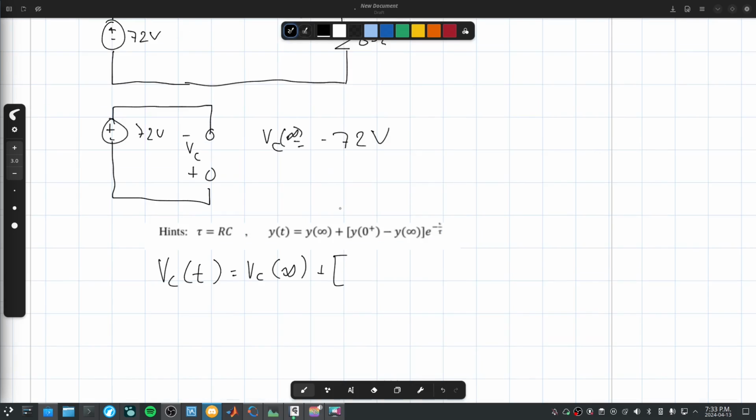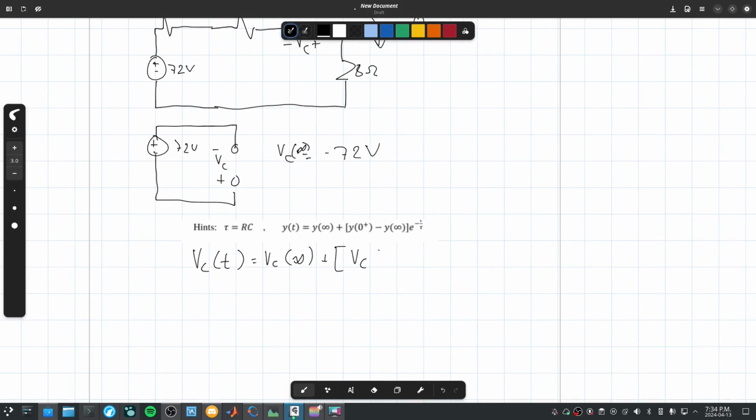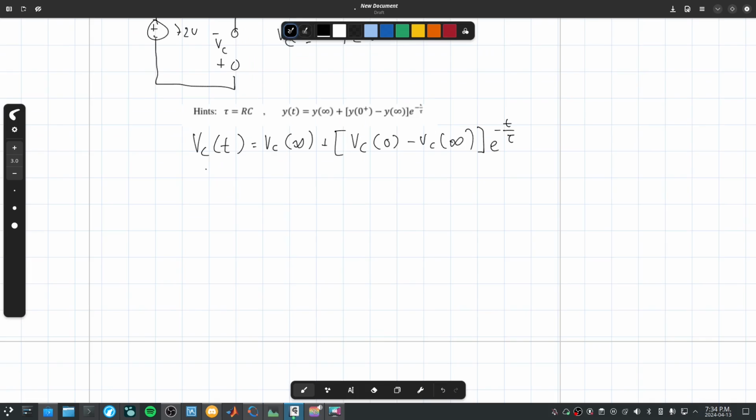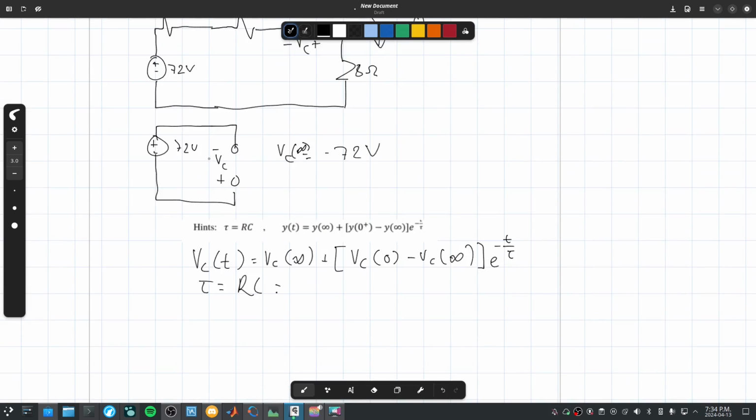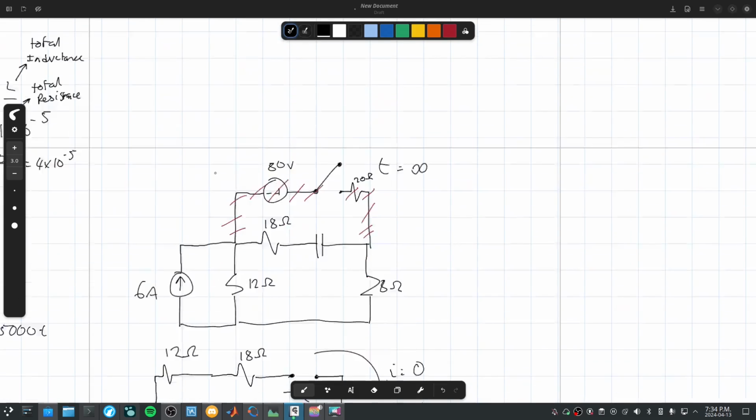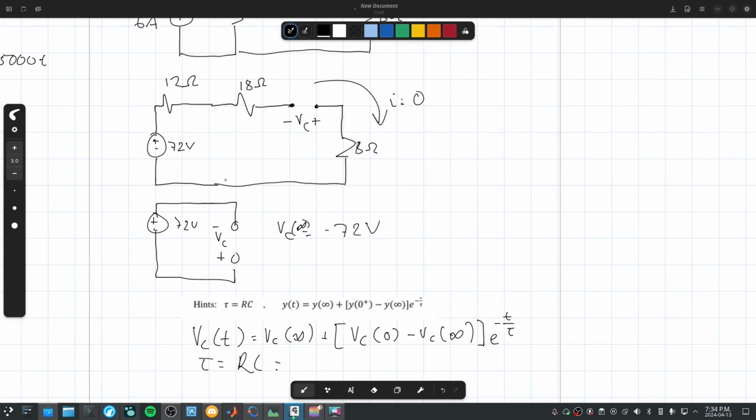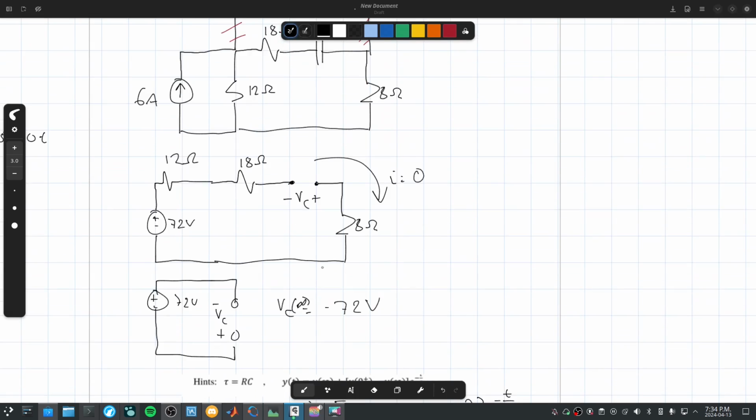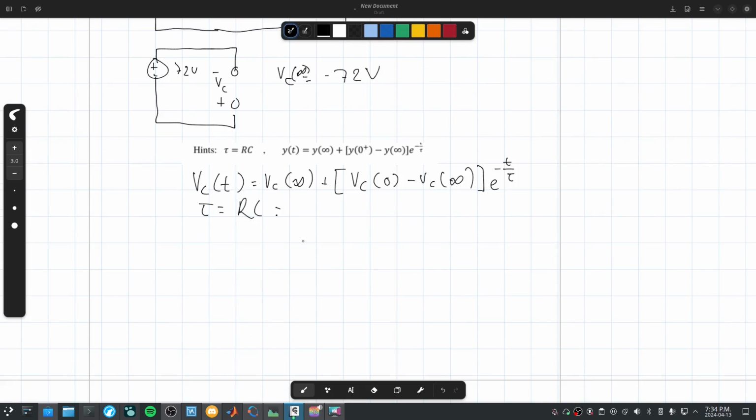So this is going to be VC infinity plus (VC at 0 minus VC at infinity), close bracket, e to the negative t over tau. What's tau? Tau is RC. That's going to be the total resistance across the entire circuit as the switch is opened, right? So this here. The total resistance is 12 plus 18 plus 8 times the capacitance.